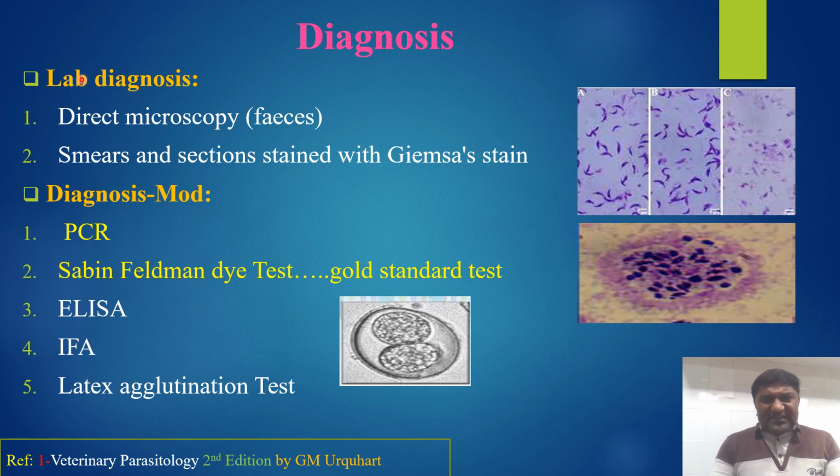And diagnosis. You can diagnose with direct microscopy through feces, smear, and sections stained with Giemsa stain. You can observe in this slide the tachyzoites and the structure of the oocyst of Toxoplasma gondii. Other methods of diagnosis are PCR and the Sabin-Feldman dye test, which is the gold standard test, and ELISA, IFA, and latex agglutination tests, with which you can identify this disease.